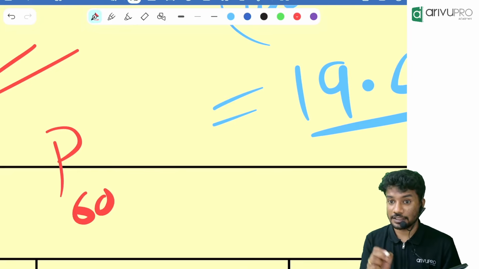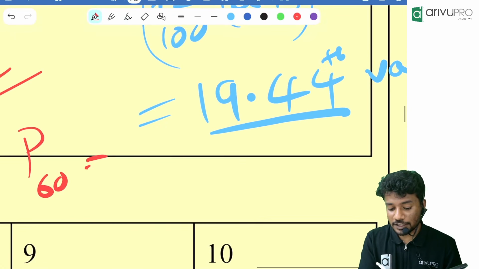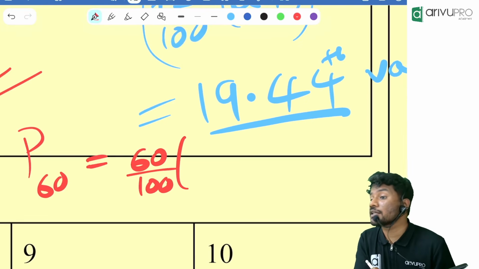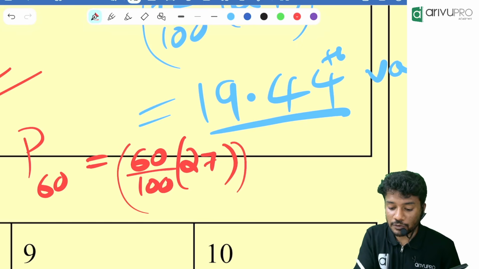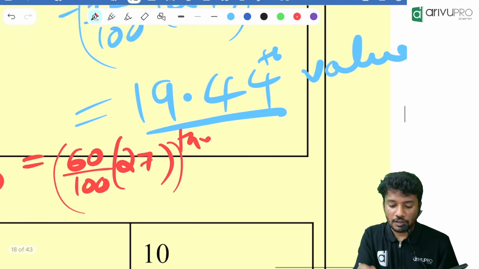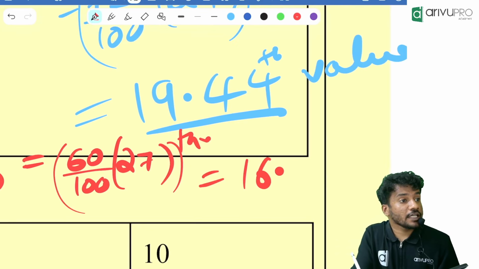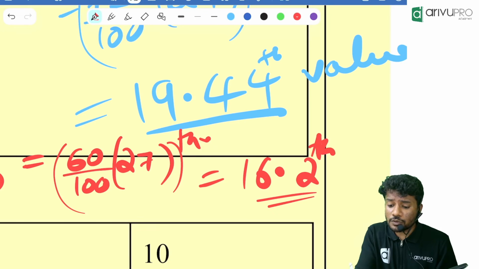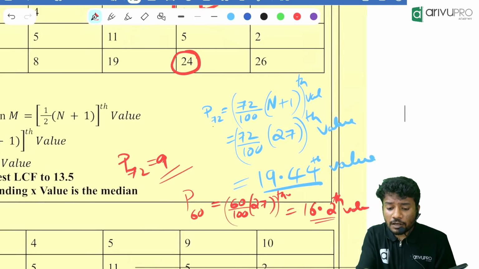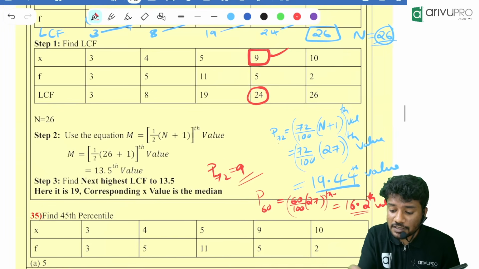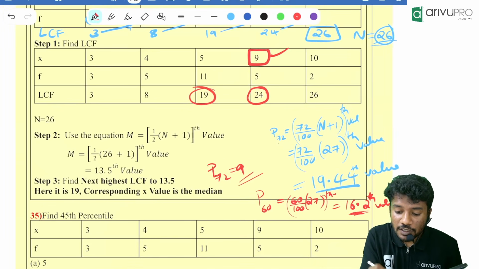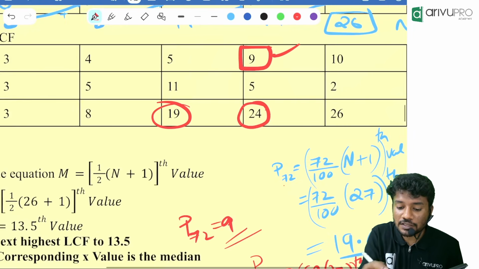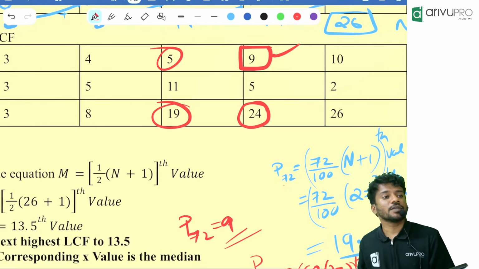60. Fine. Now, 60 means 60 divided by 100 into N plus 1. 26 plus 1 is how much? 27th value. How much is it? 16.2th value. Now which cumulative frequency is just greater than 16.2? 19. So what is our P60 value? 5 is our P60 value.